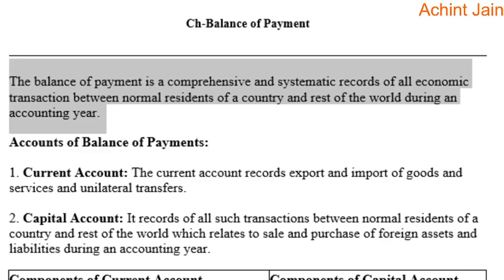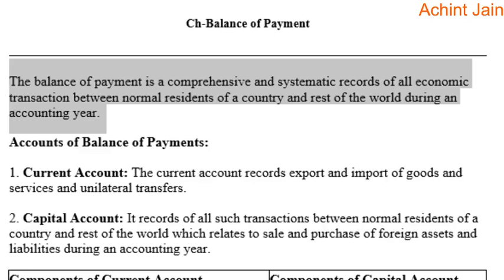Balance of payments includes not only the value of goods exported and imported, visible items, but invisible items and capital transactions are also recorded. Now, if we talk about the economic transactions in BOP, then those recorded in BOP include visible items, invisible items and capital transfers.